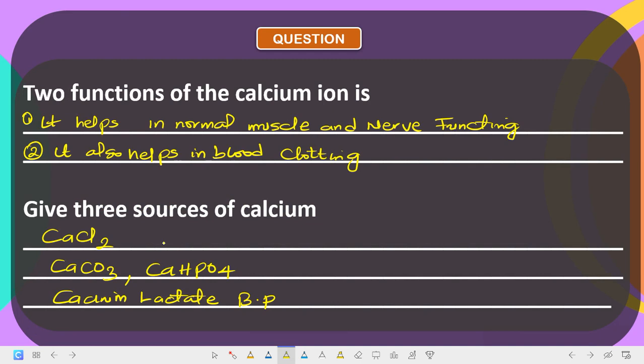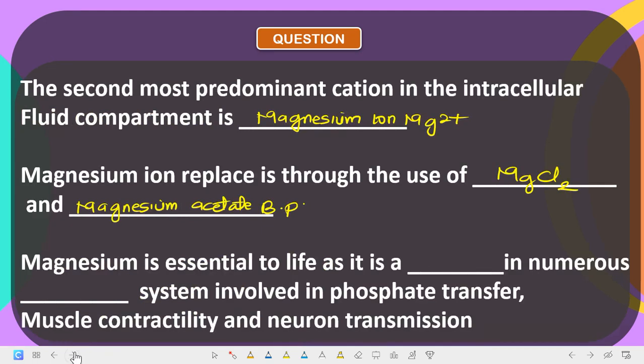Something just occurred to me now. Another source of calcium is calcium gluconate. So those are sources of calcium: calcium chloride, calcium gluconate, calcium carbonate, calcium hydrogen phosphate, and calcium lactate BP. Now, magnesium ion replacement is through the use of magnesium chloride and magnesium acetate BP.